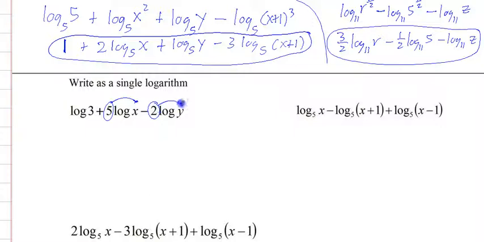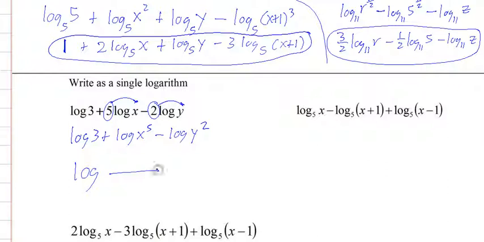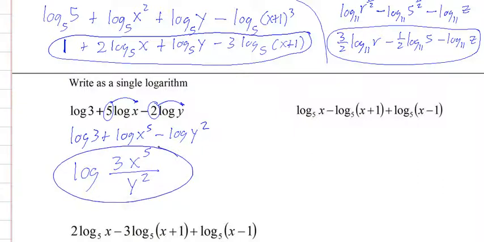So we have log of 3, log of x to the fifth minus log of y squared. Now we're going to squeeze them together as one logarithm. So positive, it goes on top. Positive, it goes on top. Minus, it goes on the bottom. And there we go.